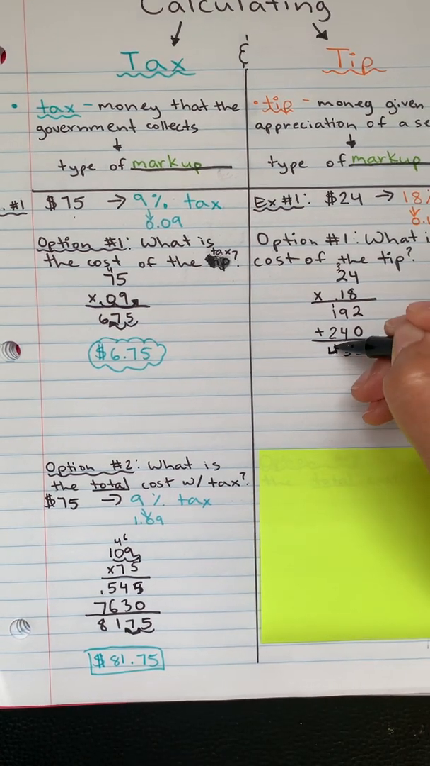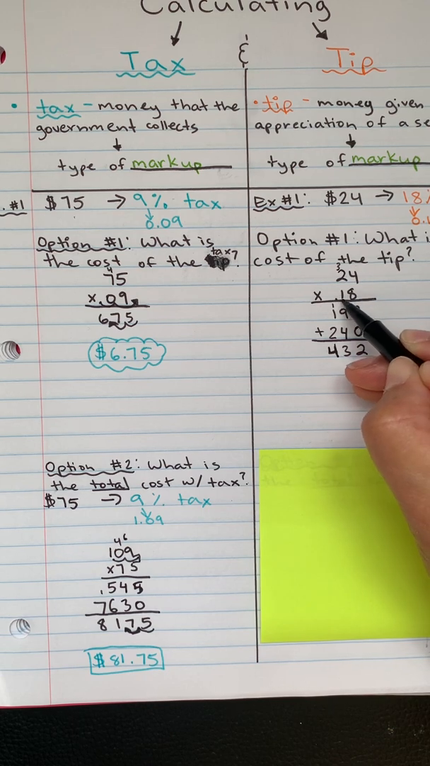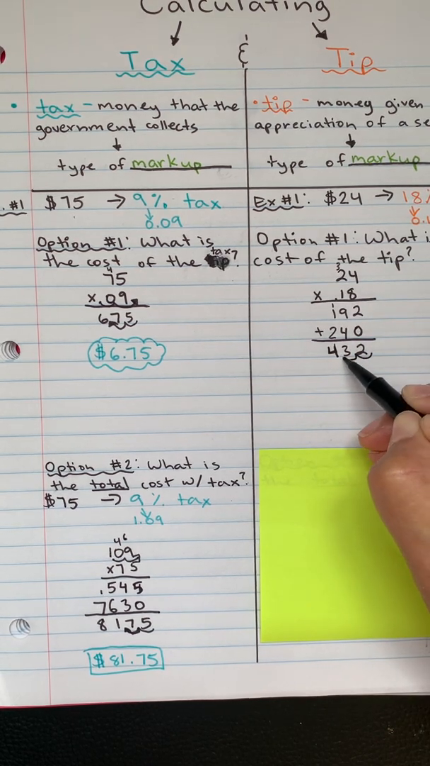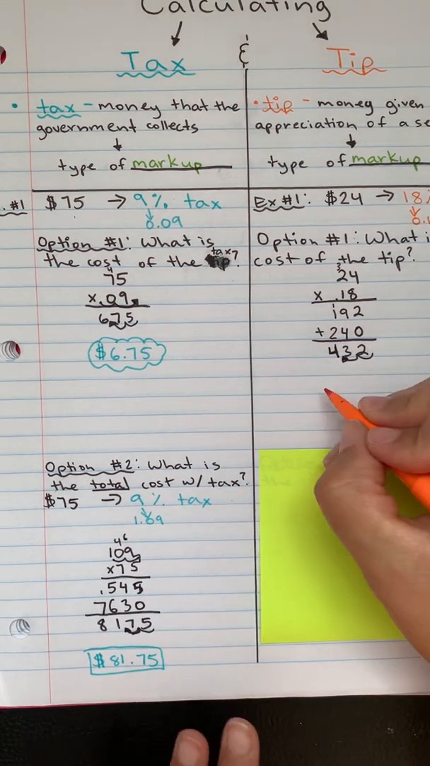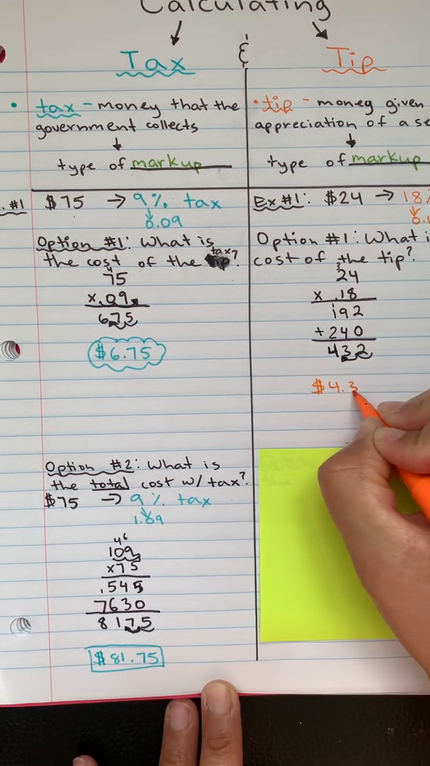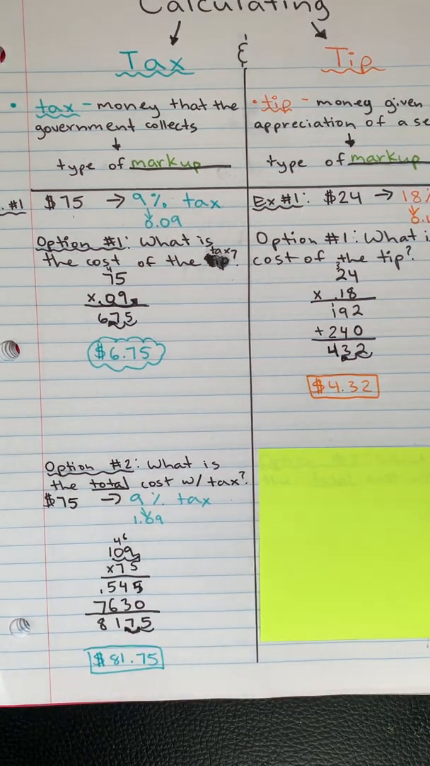Oh my goodness, I would never go out to eat. No, remember I went over 2 powers of 10 here. So I gotta go back and go 2 powers of 10 over. So this is really $4.32 as my tip. Again, if you are more comfortable doing that and then adding it to the original cost, go for it.